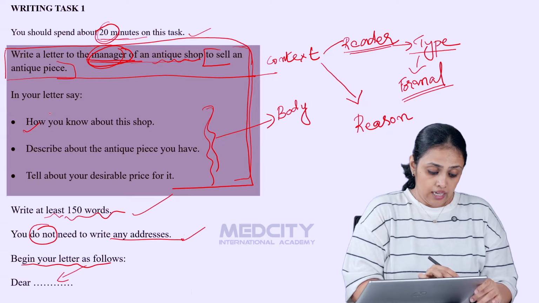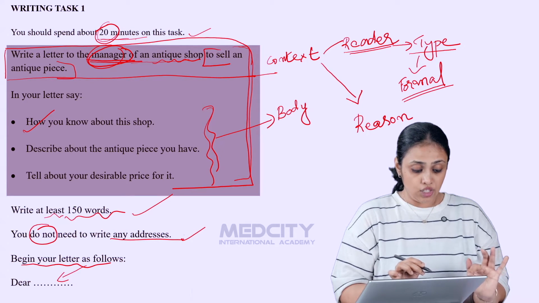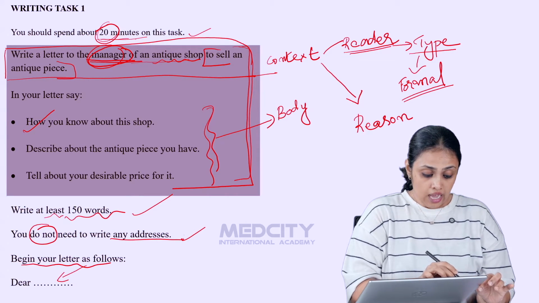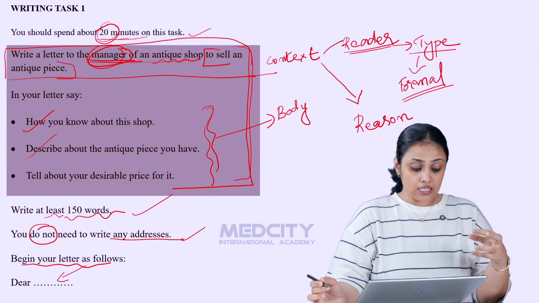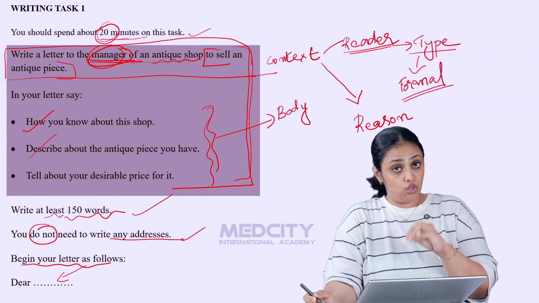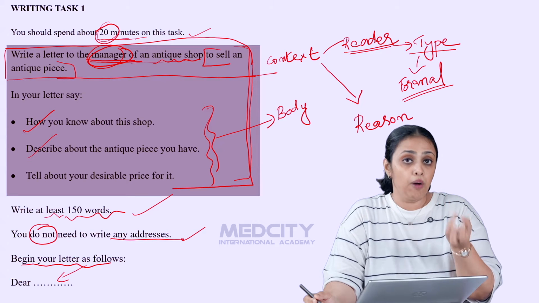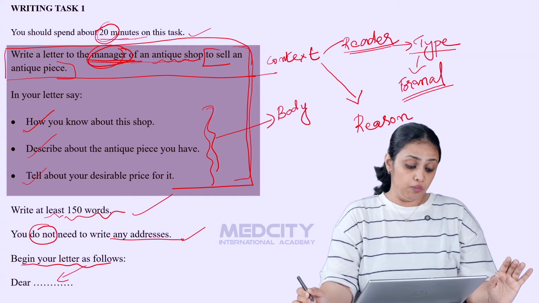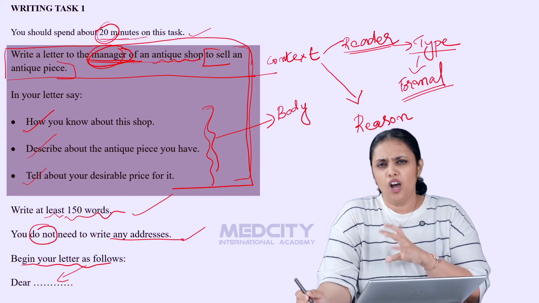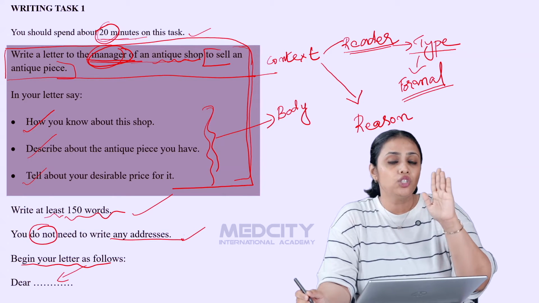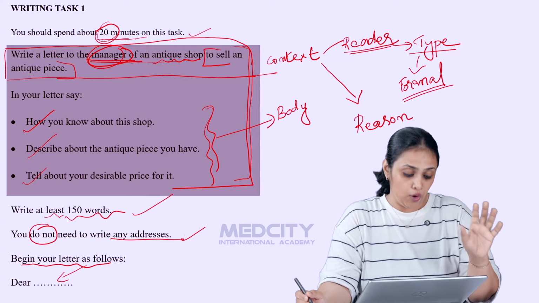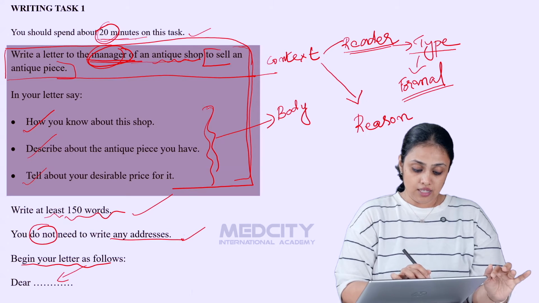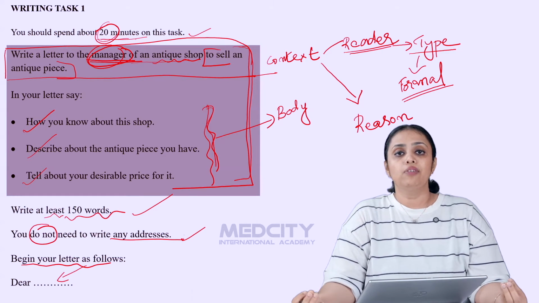Here, the first bullet point says that in the letter you have to say how you know about this shop. So how you came to know about this antique shop should be included. And the second bullet point says to describe the antique piece you have. So you should also describe the antique piece which you are about to sell to that antique shop. And then another aspect that you should include is to tell about your desirable price for it. How much price you are planning, or how much worth you're going to assign to your antique piece. That also should be included in the letter. Now these can be called cues or hints with which you can develop the letter.